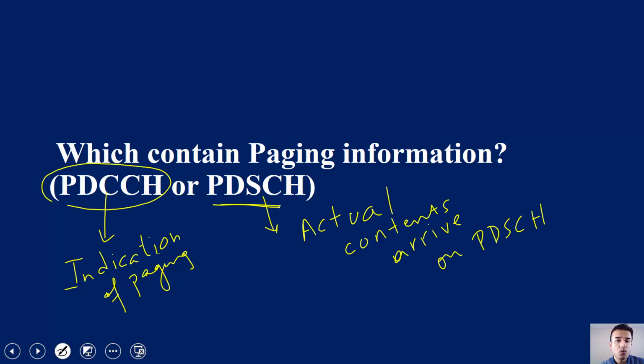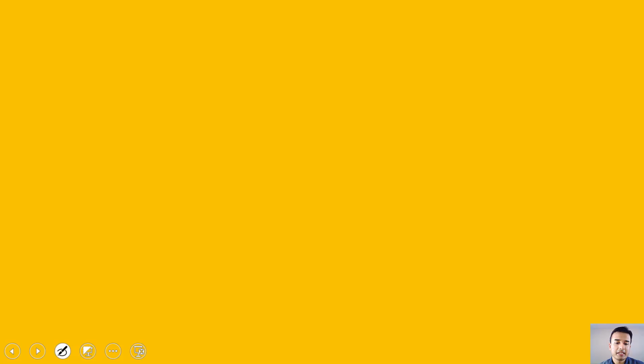So in order to answer this question, if someone is asking which contains paging information, then you say both the channels contain paging information. The actual control information that a user has been paged will come on PDCCH. Let me elaborate this answer in the next diagram as well.